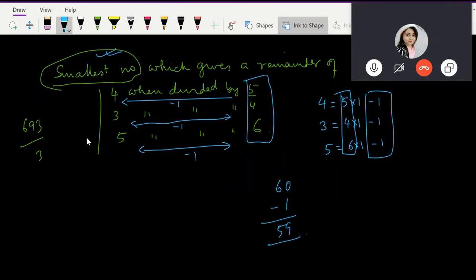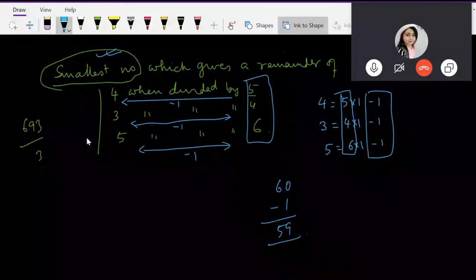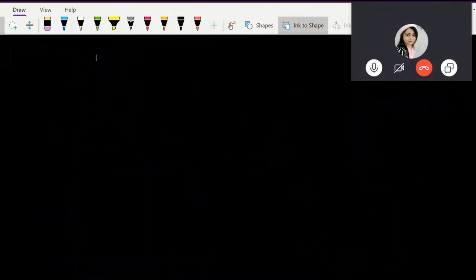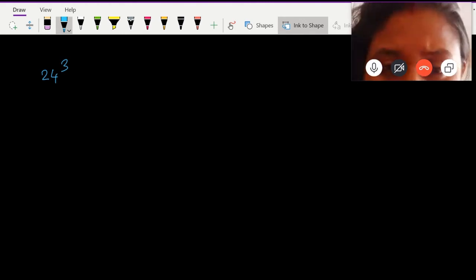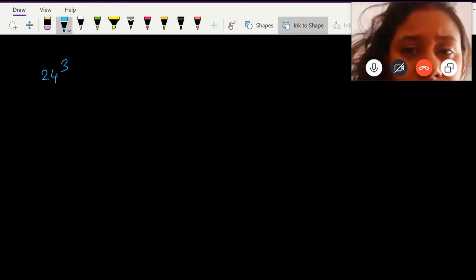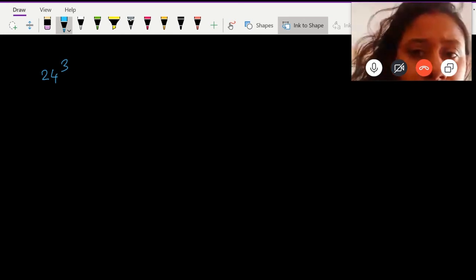Clear? Okay. Now let us look at some more stuff which is very, very common in all competitive exams. So we will first cover the concept of cubes. What would be the value of 24 cube? Please turn off your videos because it slows the internet down. We don't need videos.